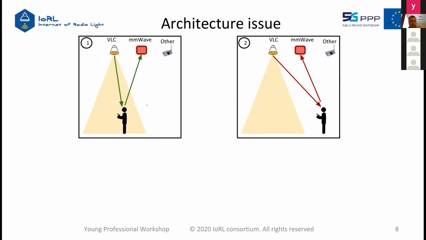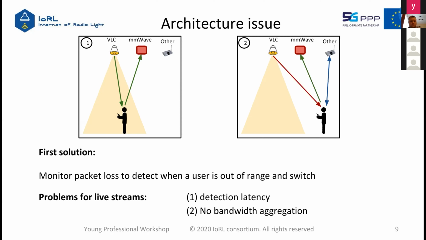However, if he moves outside of the range of the light, he might be in a dark zone, according to the situation of the room, for example, and he can experience a low download bandwidth with a lot of packet loss. A first solution to solve this kind of issue would be to simply switch from one network to another.